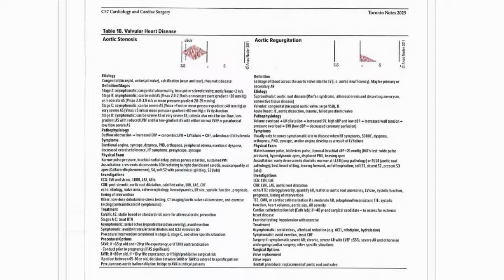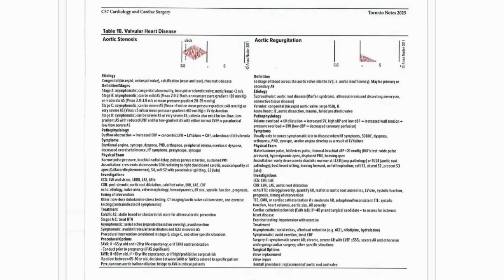On physical examination, findings are highly characteristic. Patients have narrow pulse pressure, pulsus parvus et tardus, delayed carotid upstroke, and sustained apical impulse. On auscultation, there's a crescendo-decrescendo systolic ejection murmur radiating to the carotid arteries. Additional findings may include soft or absent A2, paradoxical splitting of S2, fourth heart sound, late S2 in advanced disease.